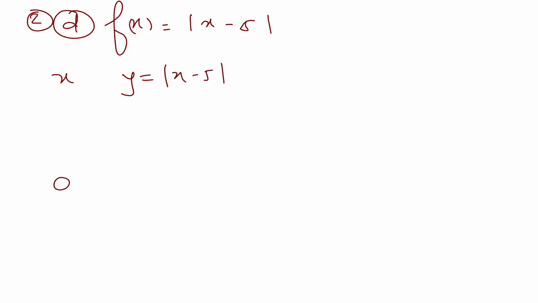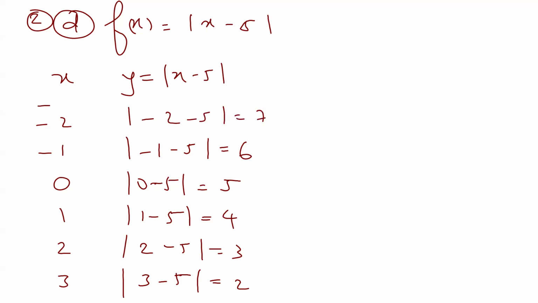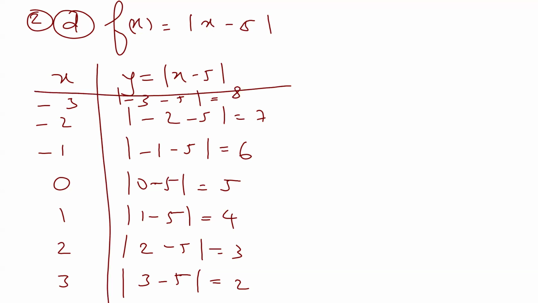When x is 0, this is modulus of 0 minus 5, which is 5. When x is 1, 1 minus 5, which is 4. When x is 2, it is 3. When x is 3, it is 2. Minus 1, minus 1 minus 5, which is 6. Minus 2 gives 7. Minus 3 gives 8. So some sample values we have taken.